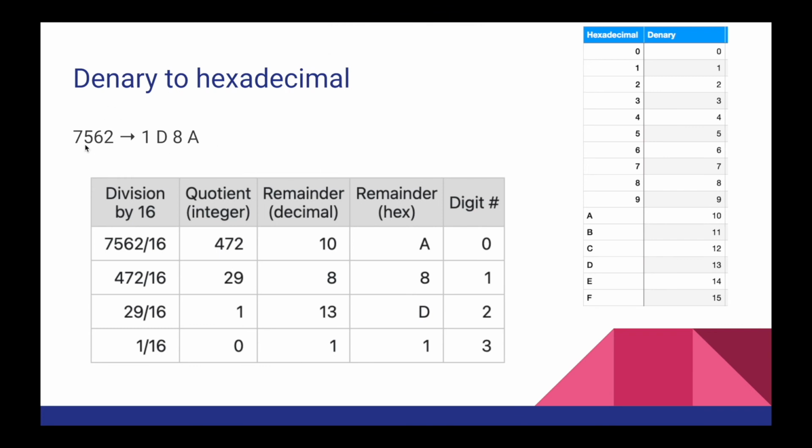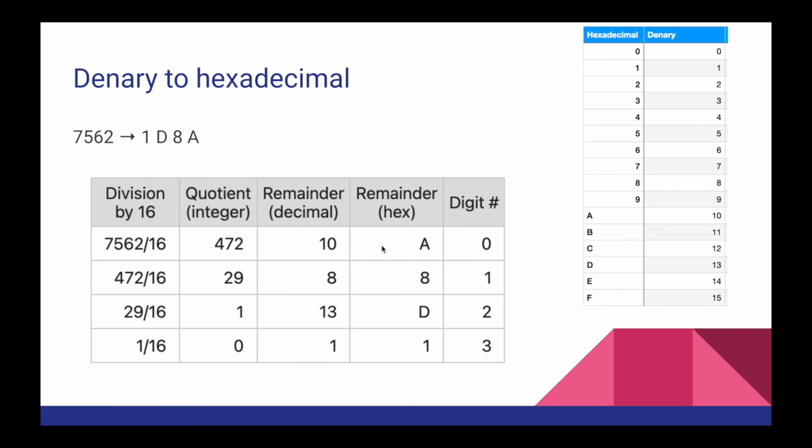Now, let's see how to convert from denary to hexadecimal. The denary value is 7562. First, dividing it by 16 would give 472. The quotient will be divided again by 16 to give 29. We have to keep doing that until we get 0. Then, the remainders would form the hexadecimal number.